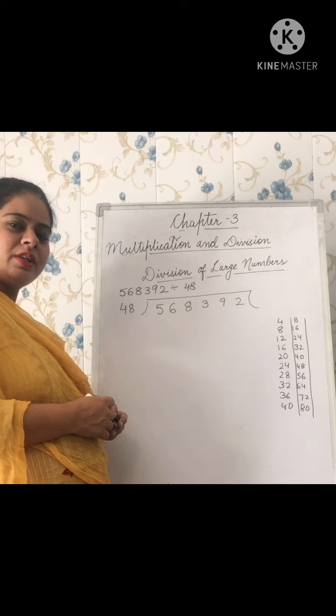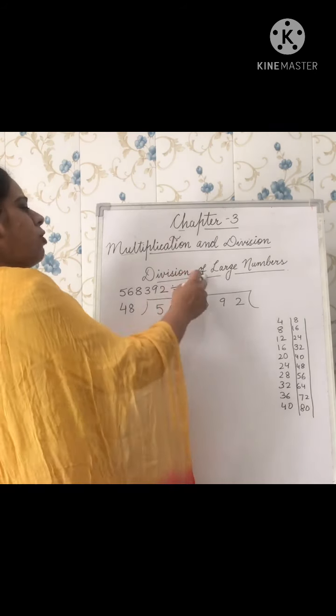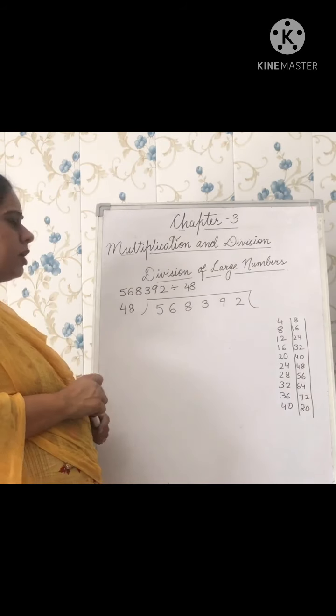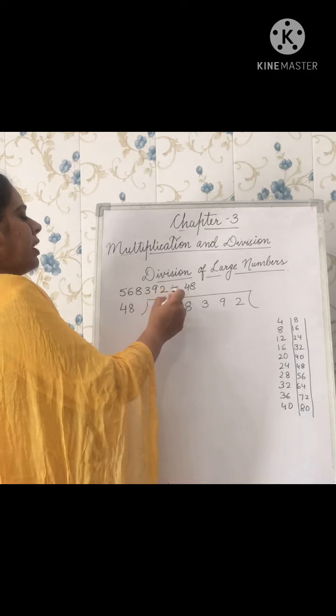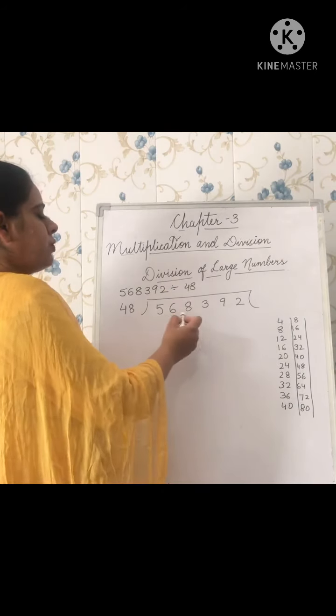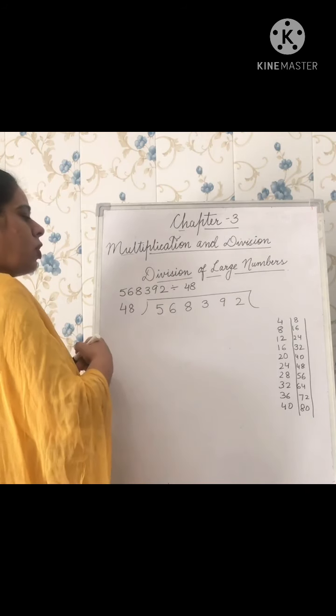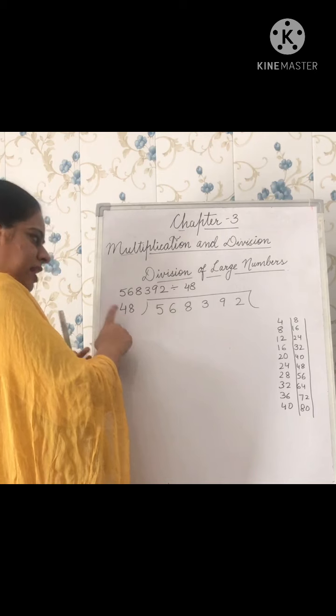Good morning, dear children. Today we are going to do a new topic, that is division of large numbers. Now this is the number which is given to you. You have to divide it by 48. This is the number which we write inside, that is called dividend, and the number by which we have to divide, that is called divisor.